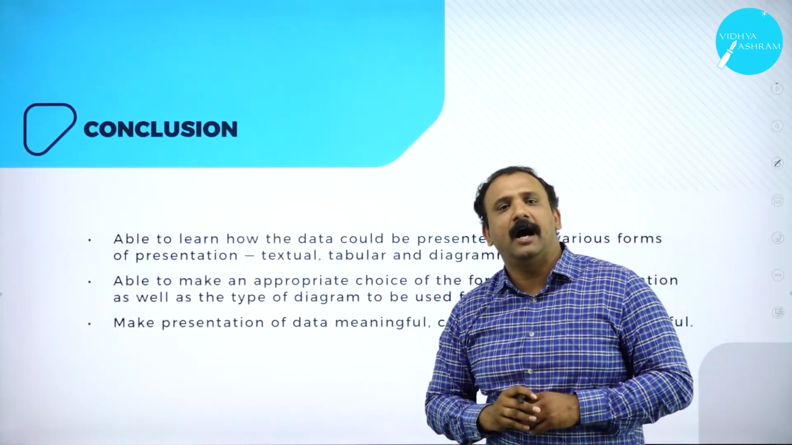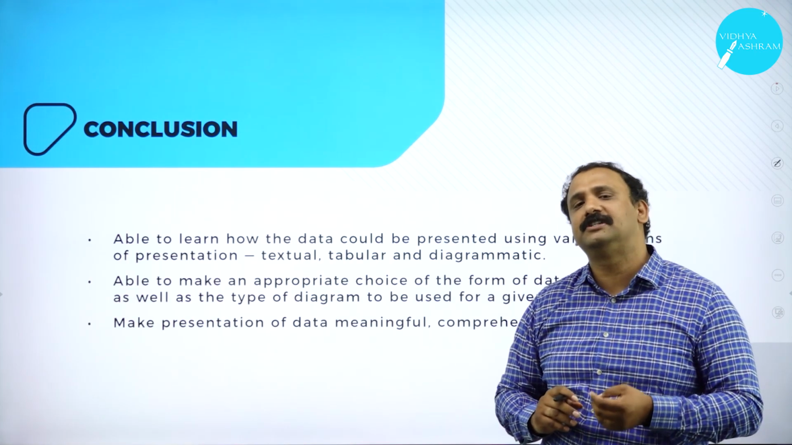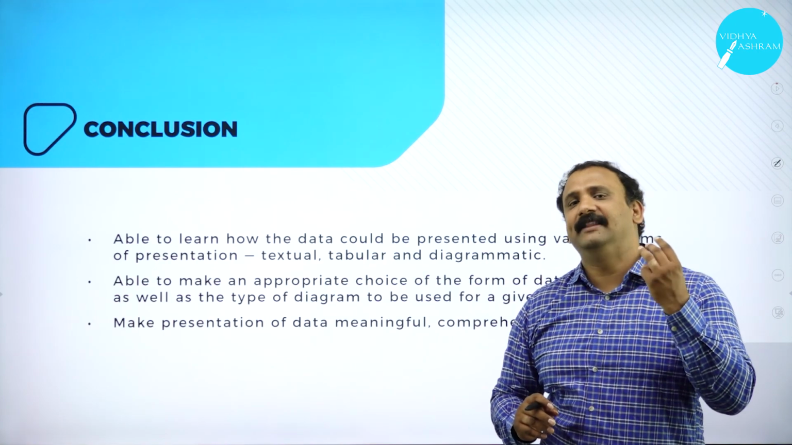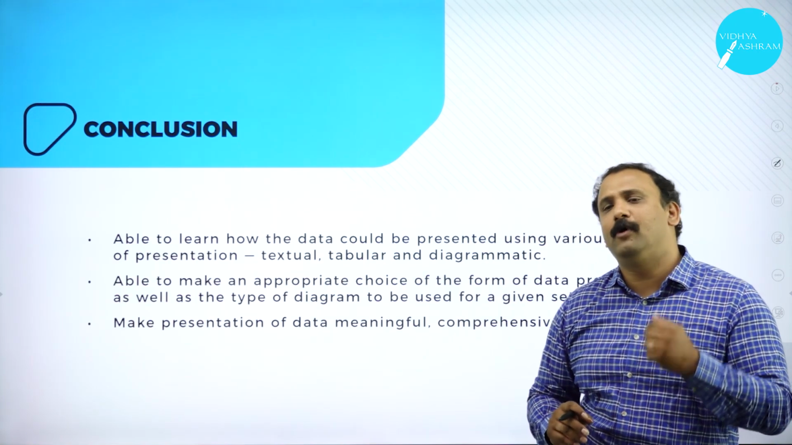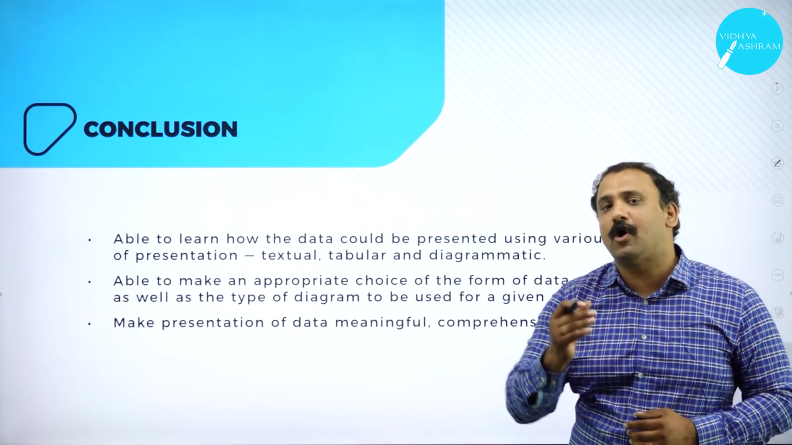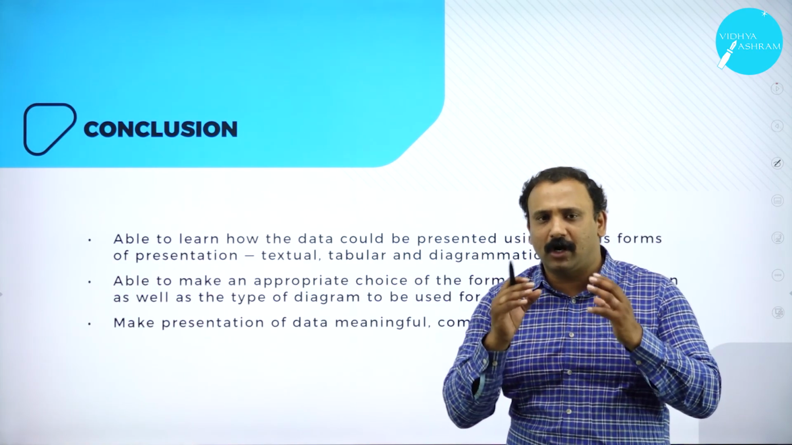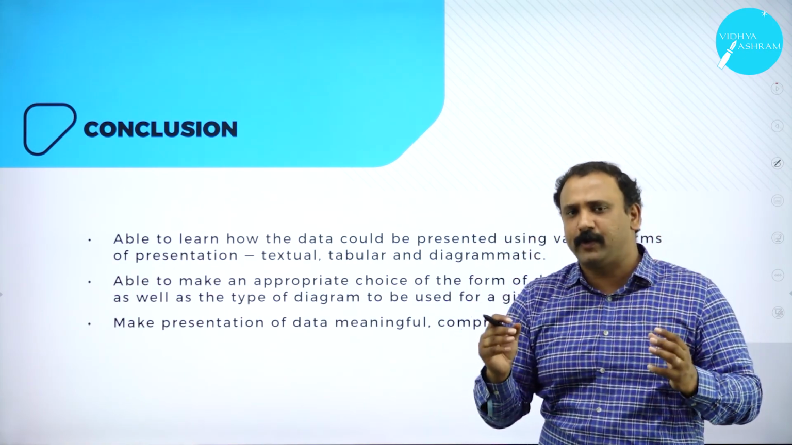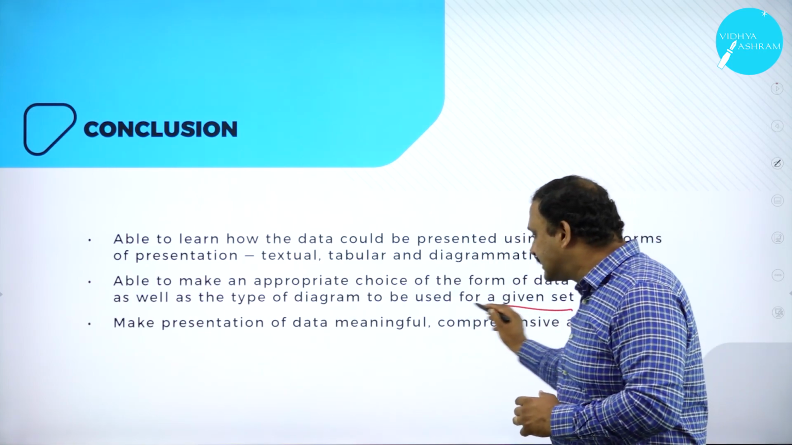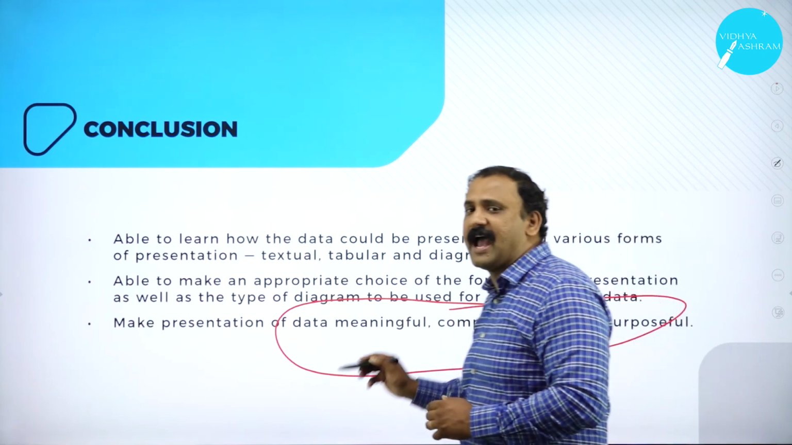Conclusion. So today we are able to understand that data can be represented in three formats. One is the textual form, the second one is the diagrammatic form, and the third one is the tabular form altogether. We are able to make an appropriate choice based on the type of data and the need. We can draw a diagram, we can put it in textual form, or we can represent it in the way we want. Now that makes the entire data meaningful, comprehensive and purposeful.